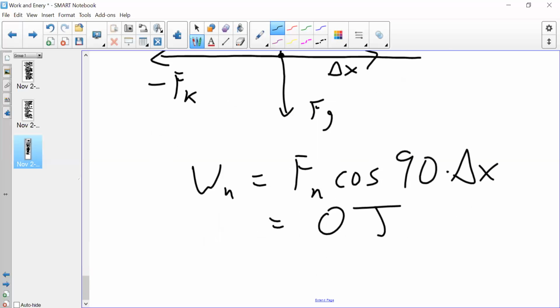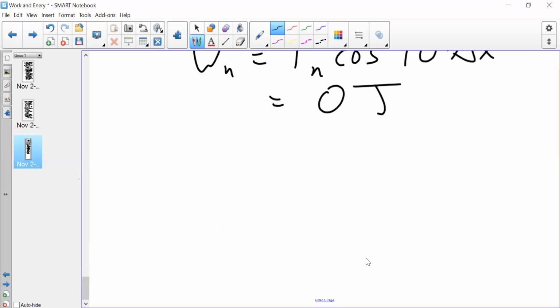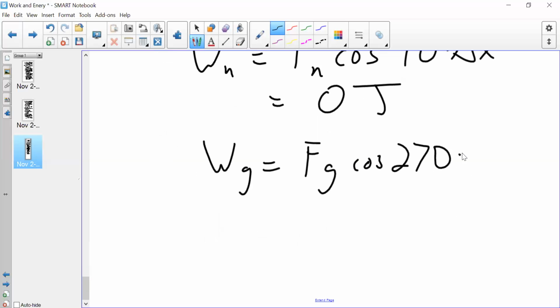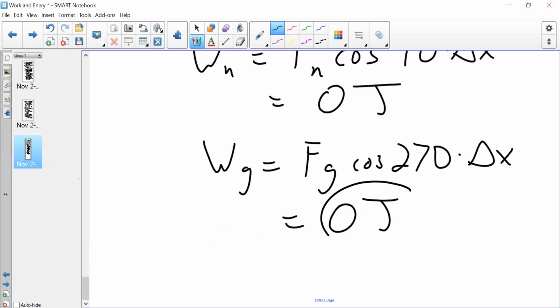And conversely, by gravity, in this configuration, work done by gravity is going to be Ft cosine of 270 delta x. Cosine of 270 is equal to 0 if you put it in your calculator. And that also produces 0 joules of work.